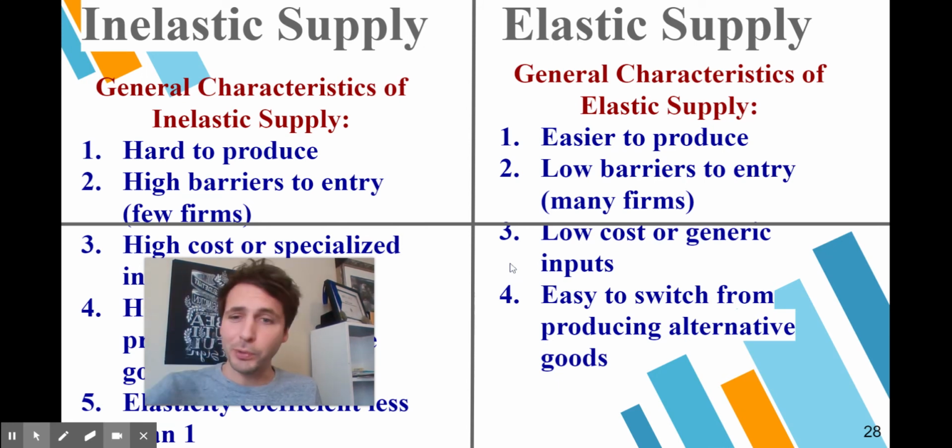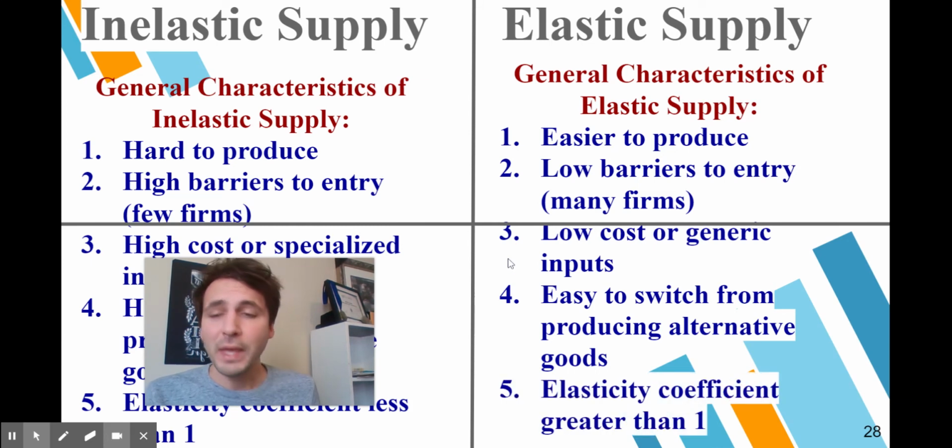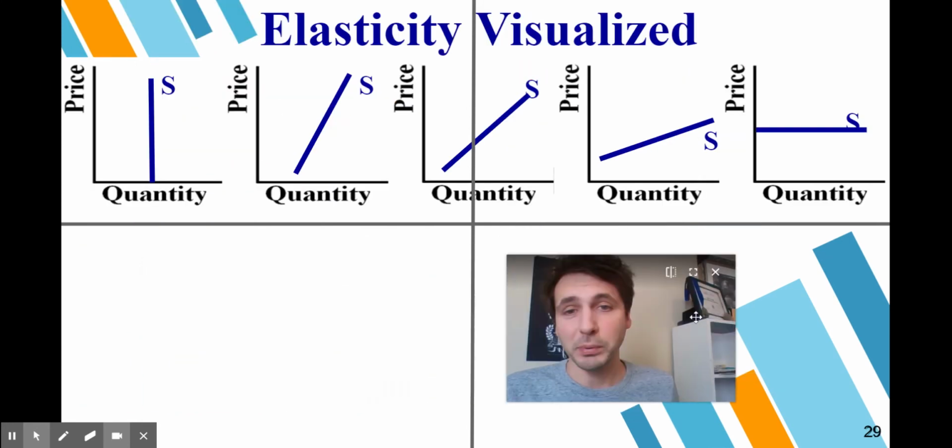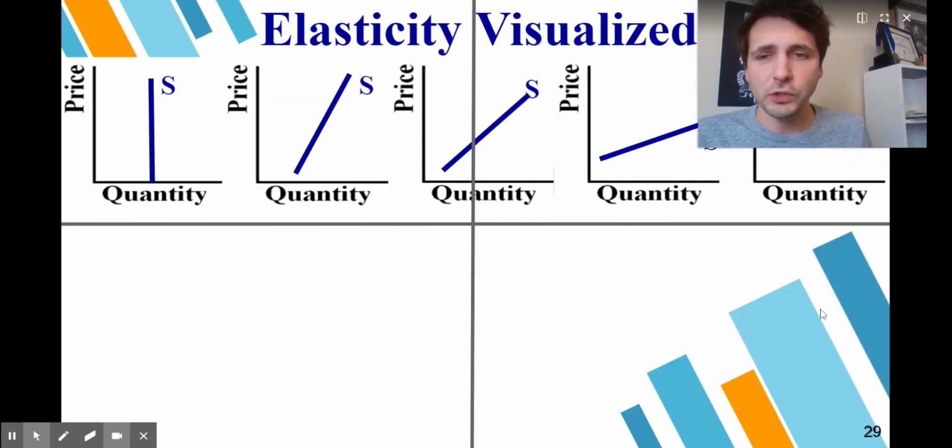Price goes up, I produce a bunch more. Price goes down, I produce a bunch less. And then finally, remember that percent change in quantity over percent change in price. That quantity is highly sensitive to a change in price. There's going to be a bigger number than the change in price. So if quantity, the numerator, is bigger than price, the denominator, then we're going to have a coefficient greater than 1, indicating elastic supply. Here's your visualization, just like the last one.